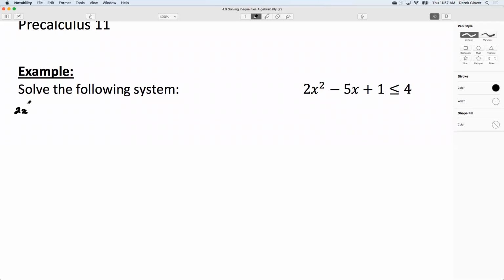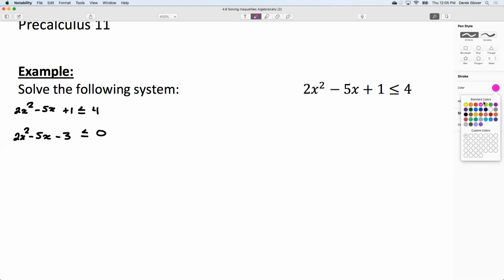2x squared minus 5x plus 1 is less than or equal to 4. There's our equation. I'm going to move everything over to one side, so I'm going to subtract the 4. And I'm going to get 2x squared minus 5x minus 3 is less than or equal to 0. Okay, and now at this point, we can kind of scrap the less than or equal to sign. It doesn't really matter, you can keep it there. But we just have to factor this. So we can write out an equation that matches, and we can factor that equation.